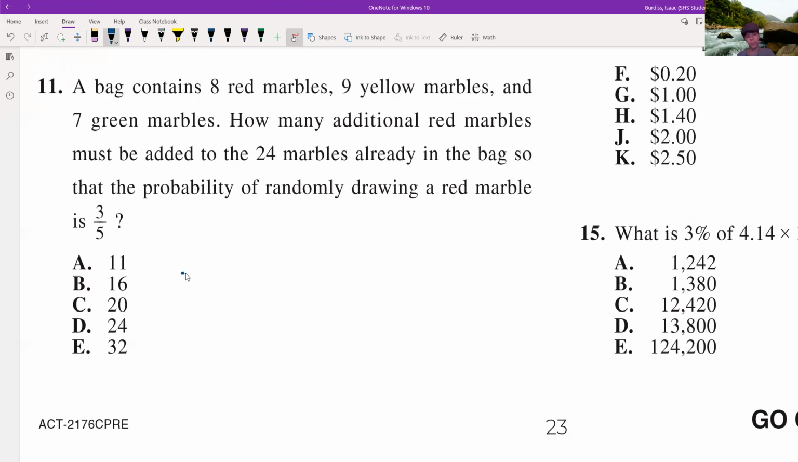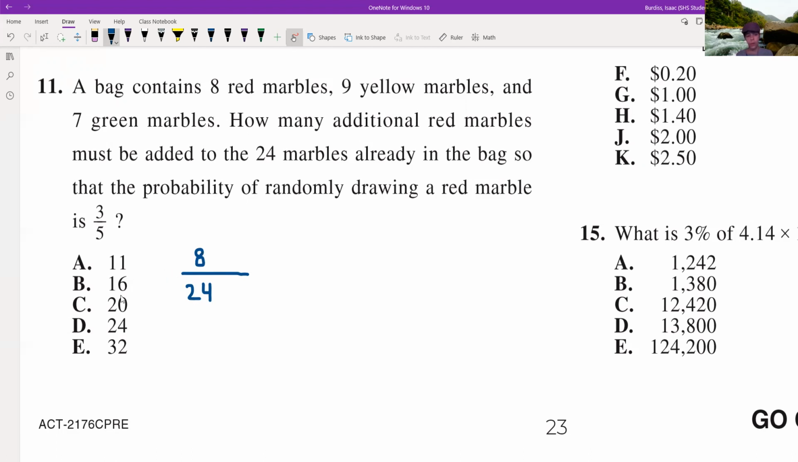But how many more red marbles need to be added so that the probability of drawing one is 3/5? So we start out by this. The total marbles is 24, and the red marbles we have at first is 8. That means there's only a 1/3 chance if you simplify the fraction. So no, that doesn't work. So what we do is go through each answer choice and add that to both the numerator and denominator, because we're adding more red marbles and we're adding more total marbles.